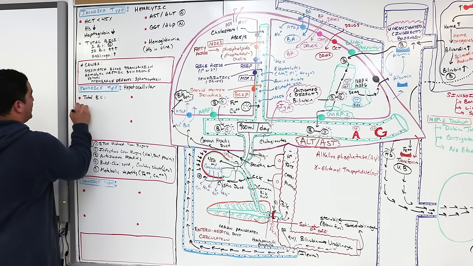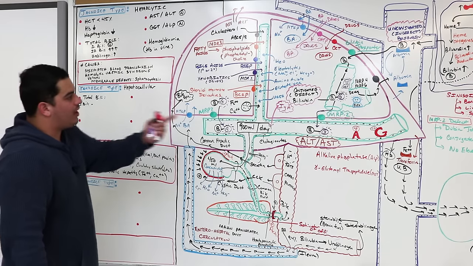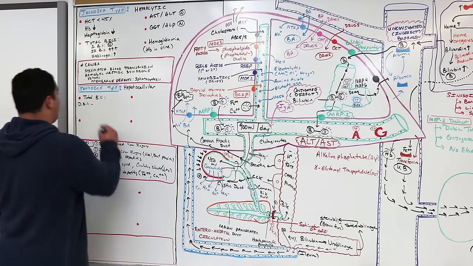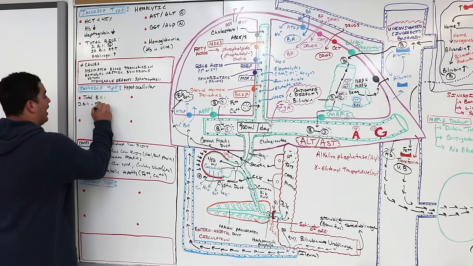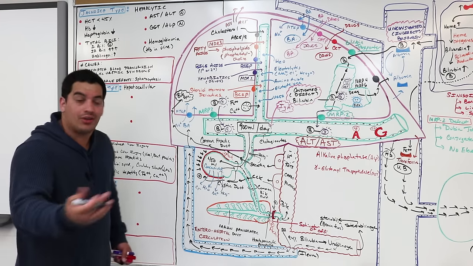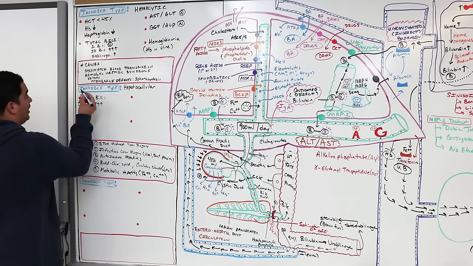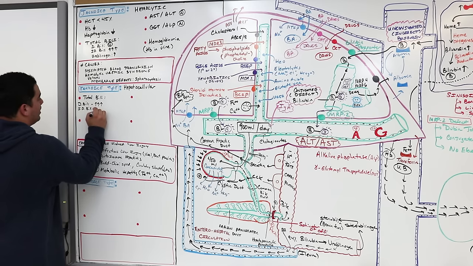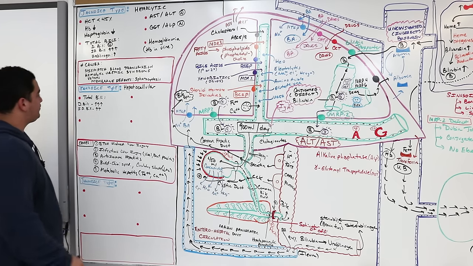So for example, their D-billy. Let's say we look at their D-billy, or their conjugated bilirubin. That could be elevated. What about their unconjugated bilirubin? That could also be elevated. Okay, so if we look at the other one, the indirect billy, that could also be slightly elevated.